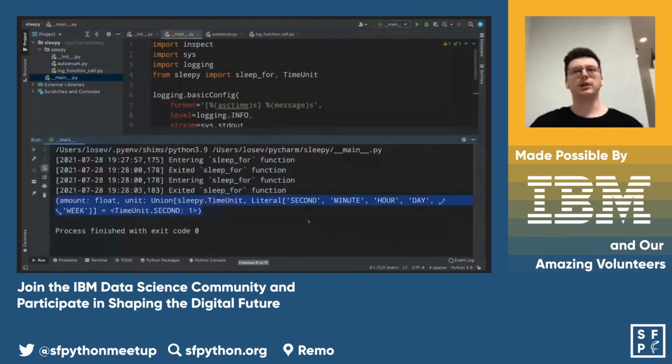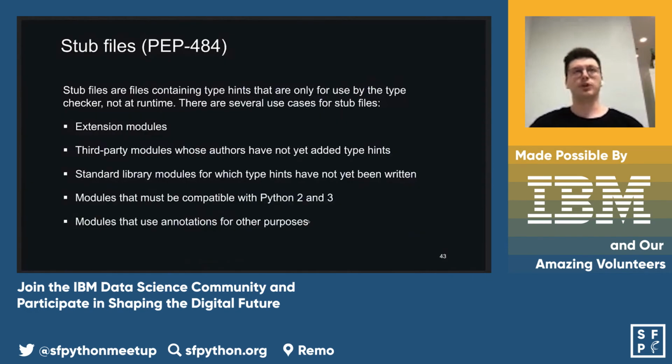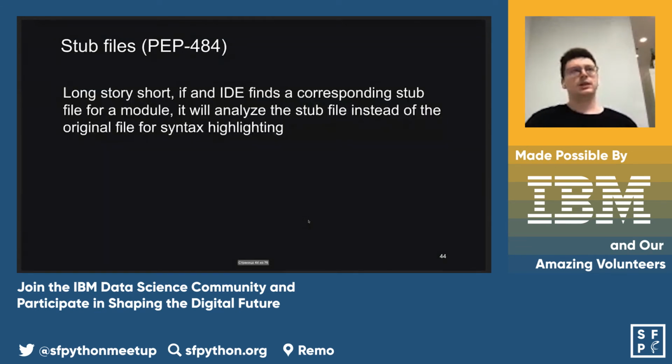So how can we fix the situation? We can fix this with stub files. Stub files are a language feature that was introduced in PEP 484. And long story short, it's a substitute for your original files. So for code analysis tools, you can say: please, instead of the original file, take all the information necessary for static analysis from a substitute file that is called a stub file.